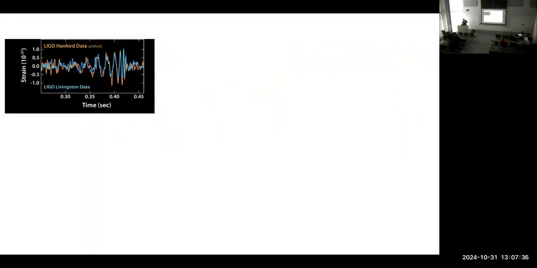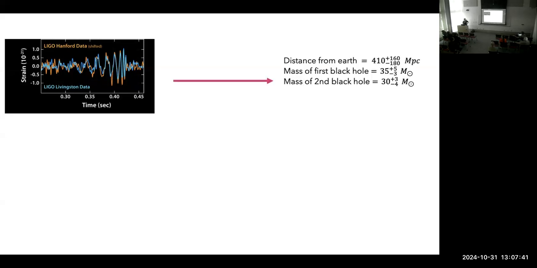Now, how do we know from just looking at these two signals from these two detectors that this has a distance of roughly 410 megaparsecs, and each of the black holes has roughly 30 solar masses? How do we know that? 410 megaparsecs, just to give you an idea, is roughly 1.3 billion light years away. So when these black holes merged, there was not much on Earth, just some microbacterial life, maybe at most. I'm not an Earth person, but I think that's what happened there.